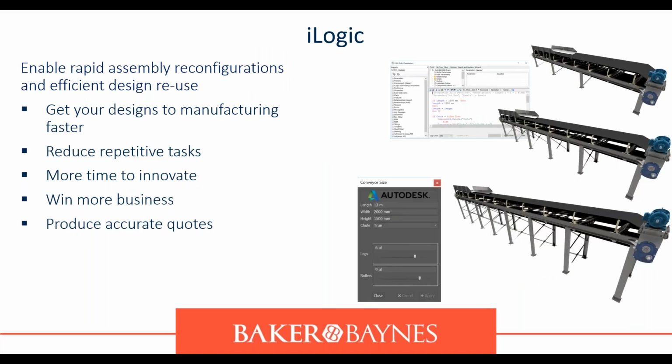And then iLogic. Rules-based design is one of the most powerful and effective ways to save on time. Define the rules to quickly reconfigure your designs to meet the demands from your customers for the customization of your products. This can, of course, also be used to reuse existing parts and assemblies for future projects. Reduce time-consuming repetitive tasks. Win more business from your customers because you can get the design to manufacturing and out of the door much faster. You produce accurate quotes that are driven by the rules you have established in iLogic.